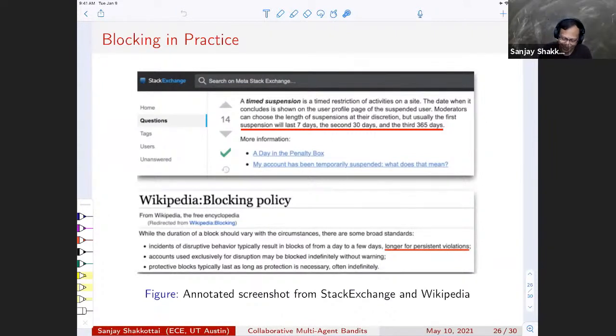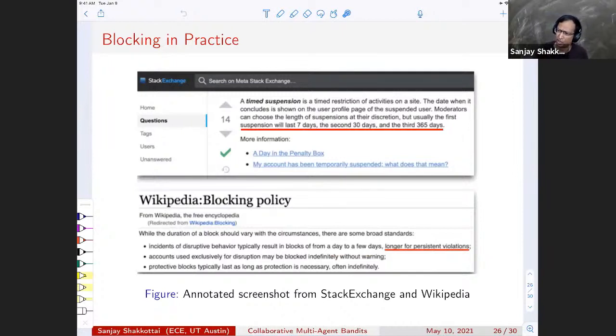In fact, if you notice, blocking has been sort of thought about in practice. We found that on Stack Exchange, for example, there is a blocking. The moderators for the first bad user, the suspensions will last 7 days, the second 30 days, the third 365 days. This is the policy on Stack Exchange. Even Wikipedia doesn't say something this concrete, but says that typically blocking is from a day to a few days, longer for persistent violations. So people know about this idea of blocking for violation.